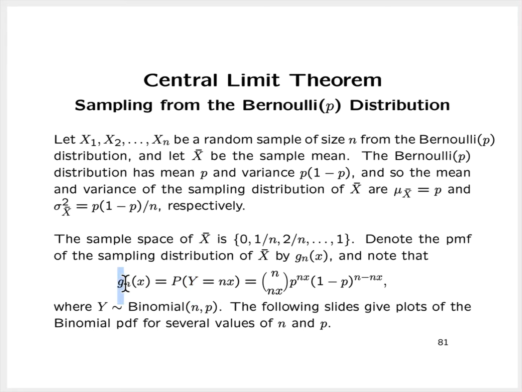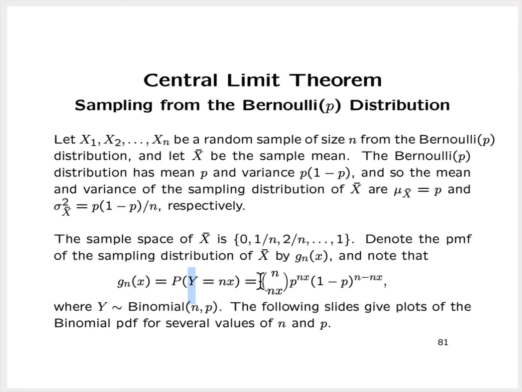And so, again, the PMF of x bar evaluated at little x, which by definition is the probability that x bar is equal to x, is equal to the probability that y, which I'm using to denote the sum of the x's, is equal to n times x. And if you'll recall back to when we talked about the Bernoulli and binomial distributions, the sum of independent Bernoulli random variables has a binomial distribution. And so this random variable y has a binomial distribution.